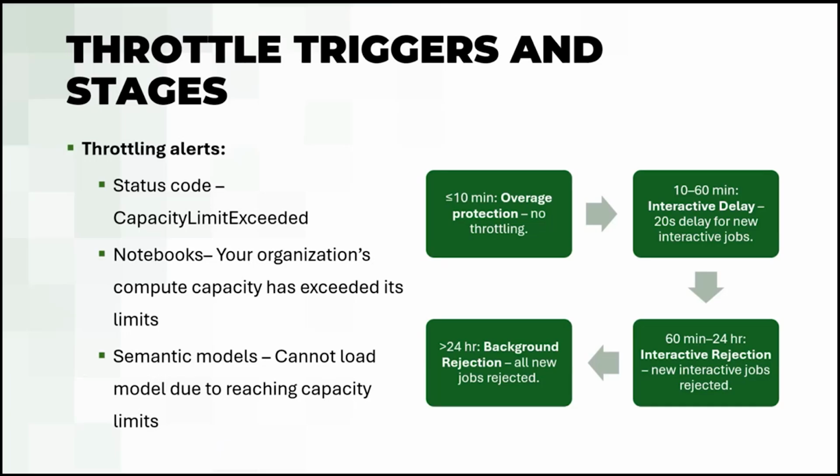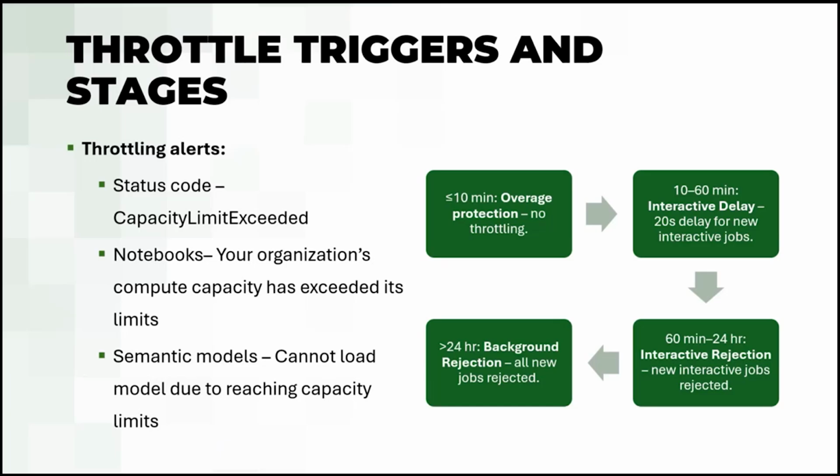If Fabric sees that we have enough capacity over the next 10 minutes, it's not going to throttle us. It's going to give us that burst, but we'll smooth it out very gradually. If it's between 10 and 60 minutes, that is when users get interactive delay. There'll be a 20-second delay on users getting their reports.